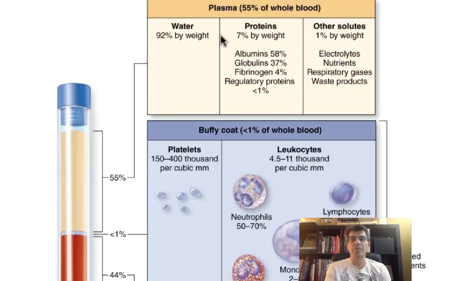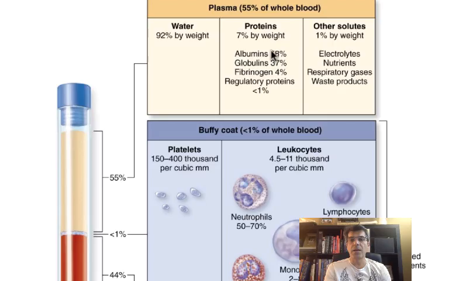But among all these components, the most important component that we need to talk about is protein. Protein is almost 7% of the weight of your plasma. There are so many different proteins inside the plasma, but there are three of them that we need to focus on. One is called albumin, the other one is called globulin, and the last one is called fibrinogen. Albumin is the most common one, globulin is the second most common one, and fibrinogen is the third most common one.